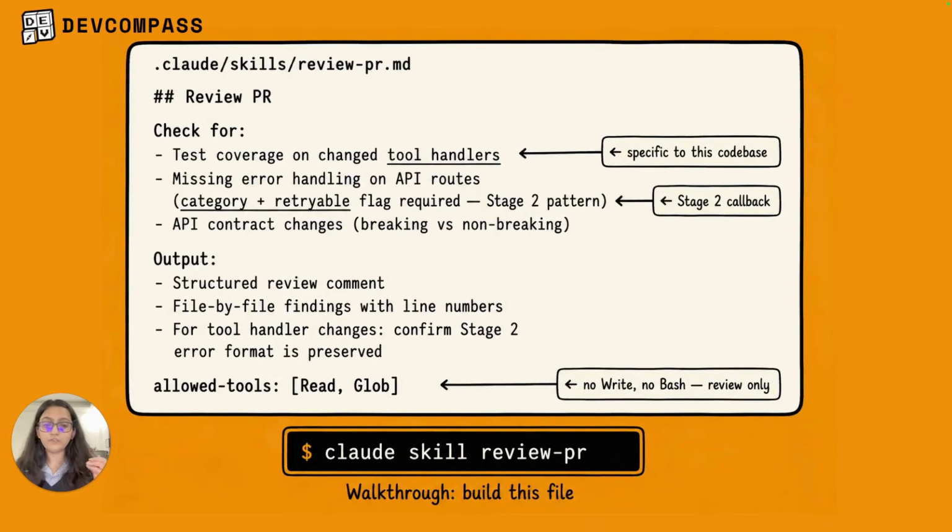So if you look at the allowed tools section now: read and glob. Read to open individual files, glob to find the changed files by pattern. There is no write allowed, no bash allowed. It doesn't run the tests, it checks coverage. It is very precisely scoped. And how do you invoke it? Claude skill review PR, as we discussed in how we actually declare a skill. So one command, and every developer on the team runs the same review.